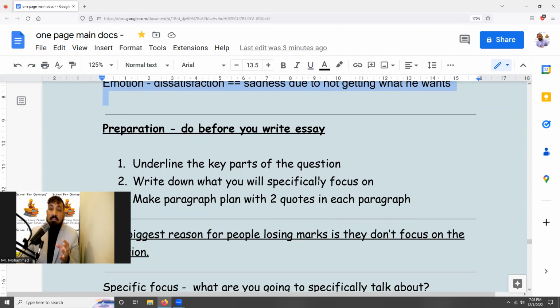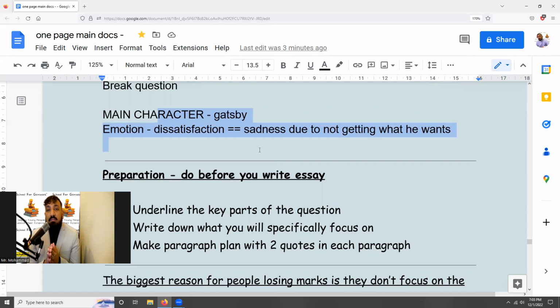And then when you're sitting in the exam room, you'll have a very clear focus. For example, if you said your focus was this, you'll have a very clear focus that this essay is going to be about the character of Gatsby, why he's sad because he doesn't get what he wants. And the beautiful thing is, with your paragraph plan, now you know, I'm going to write about this in paragraph 1, this in paragraph 2, and this in paragraph 3. So you know exactly what you're going to write about, and how you're going to write about it in terms of the steps. This will make your life so much easier, and it will make your essay so much better as well. So this is what you do for the preparation.